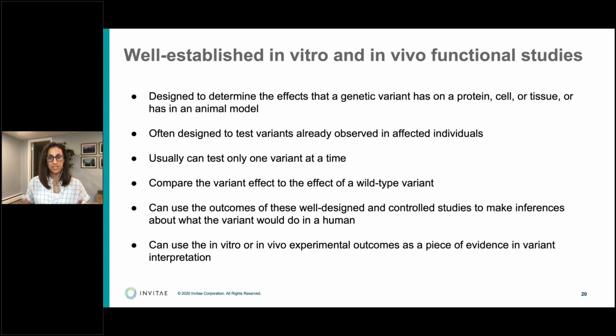So these experiments are designed to determine the effect that a gene variant has on a protein, cell, tissue, or animal model. Often the assays are designed to test variants already observed in affected individuals. And we can usually test only one variant at a time. We then compare the variant effect to the effect of the wild type, and we can use the outcomes of these well-designed controlled studies to make inferences about what the variant would do in humans.